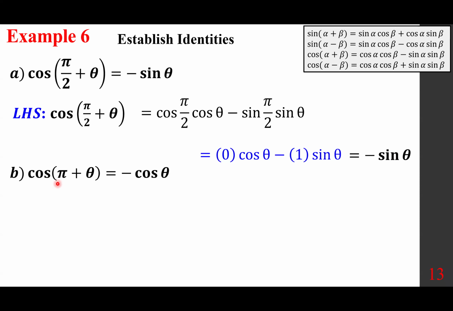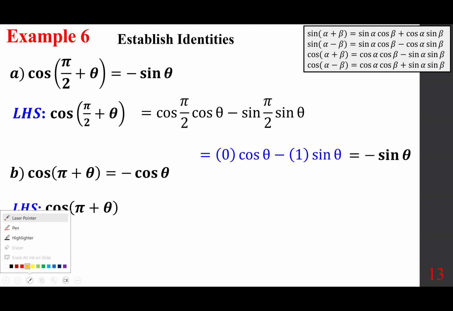We want to prove cosine of pi plus theta is minus cosine theta. Again, we start with the more complicated side, namely the LHS, the left-hand side. Same thing here, cosine of alpha plus beta. That's what we are going to use. Maybe I put the asterisk next to it. This is what we are using in both cases.